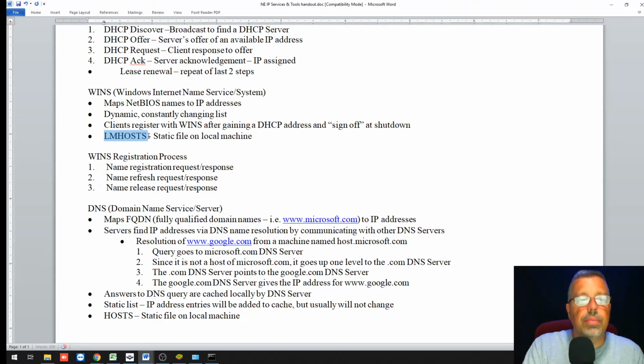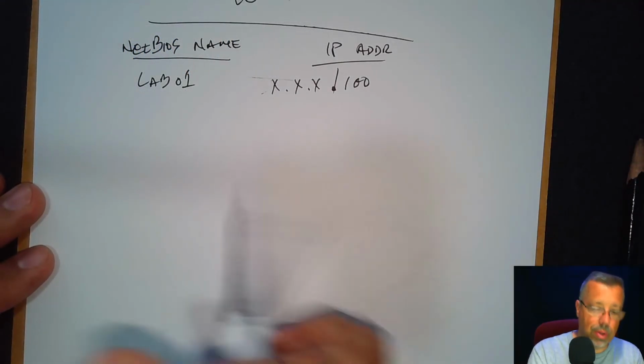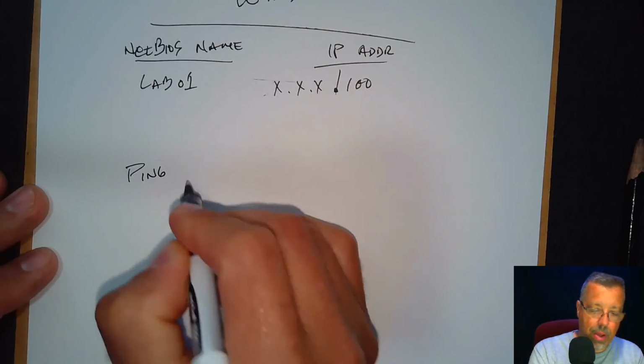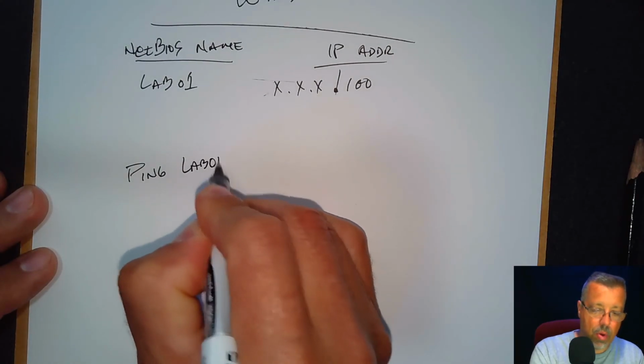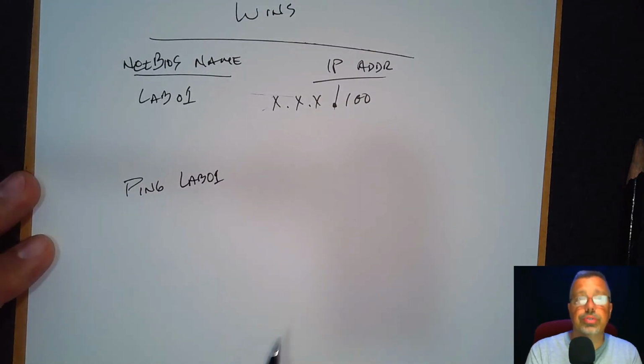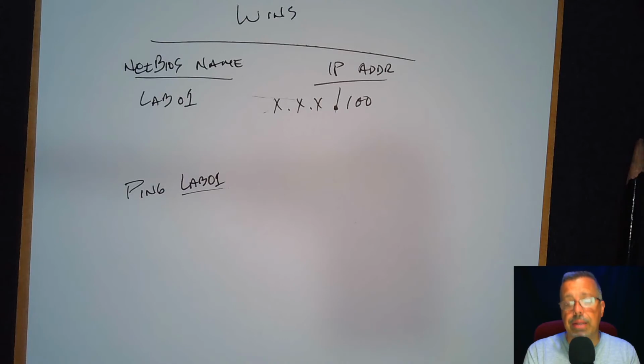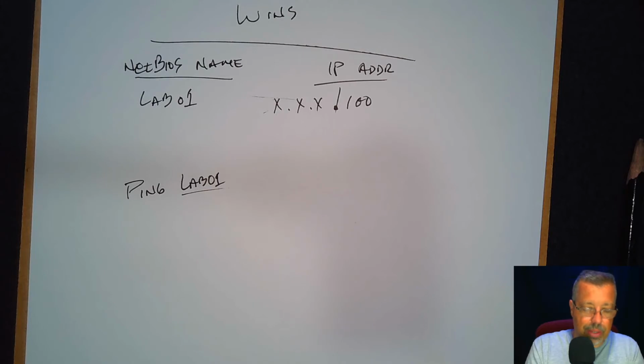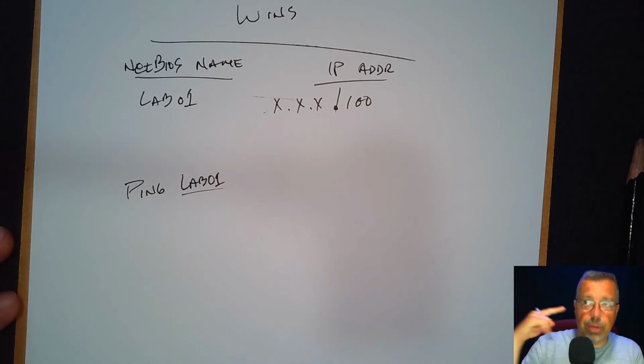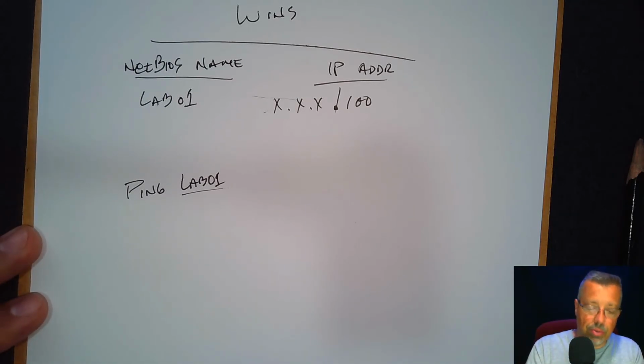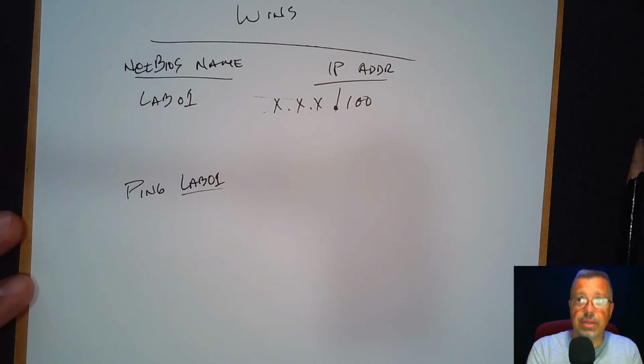This file, LM hosts, is a static file that I can put on my machine, which will do the same thing. So if I went to the command prompt and typed ping lab01, first thing it would say is, well, I can't ping a NetBIOS name. So I have to resolve that, turn that into an IP address. Do I already know it? Do I have that in my cache already in RAM? If the answer is no, then it will look to the LM host file to see if it's in there.